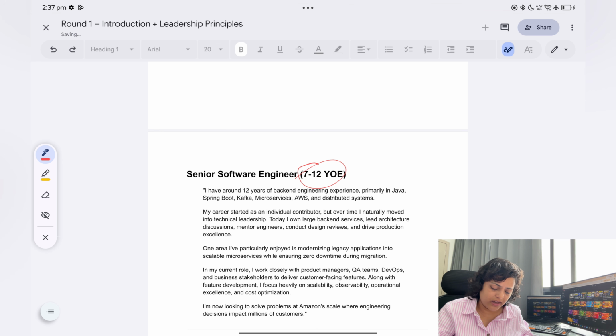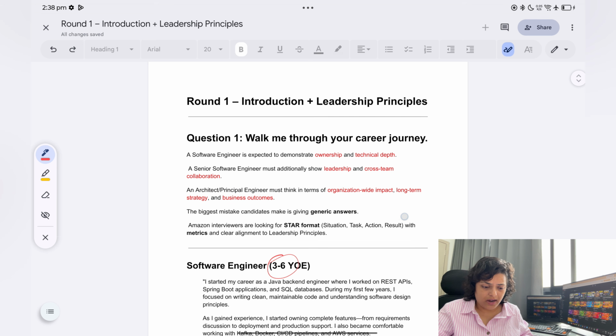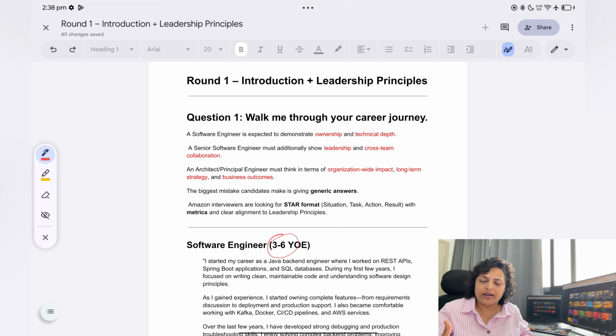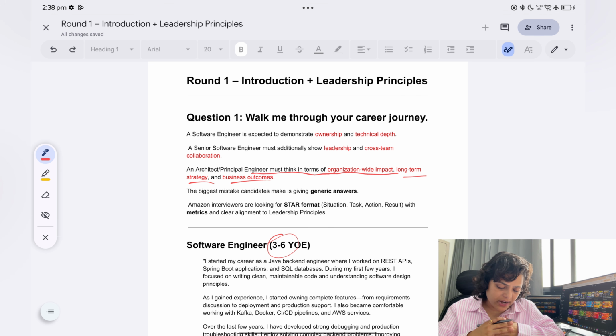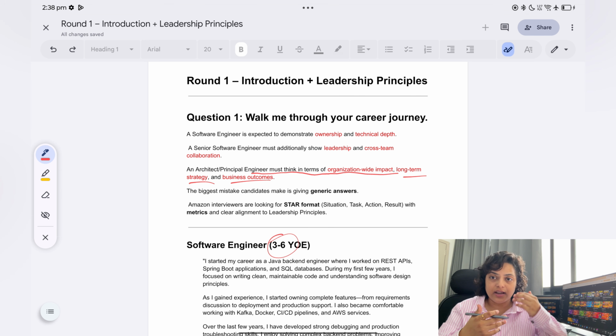And then above that would be the architect. What would an architect be expected to do? An architect or principal engineer must think in terms of organization-wide impact, which will include multiple teams, long-term strategies and business outcomes. The biggest mistake candidates make is giving generic answers. So you don't need to give generic answers, and you should use, let's say, the STAR method.